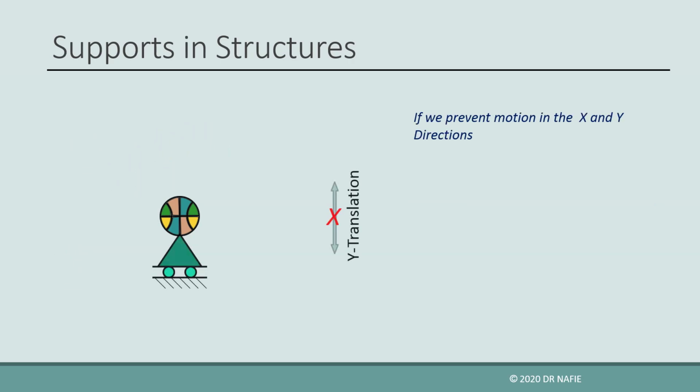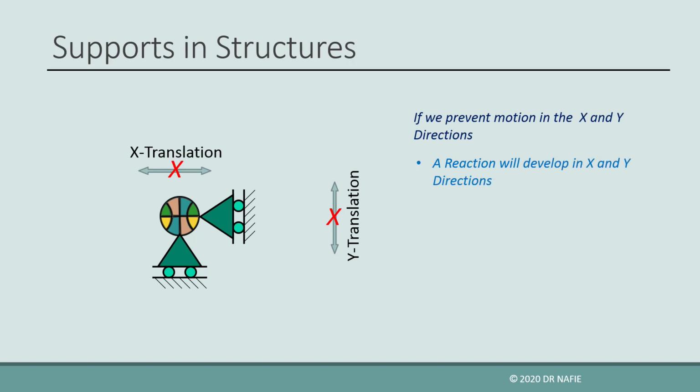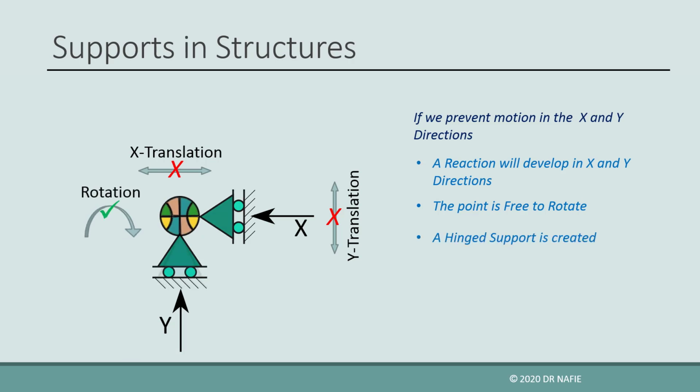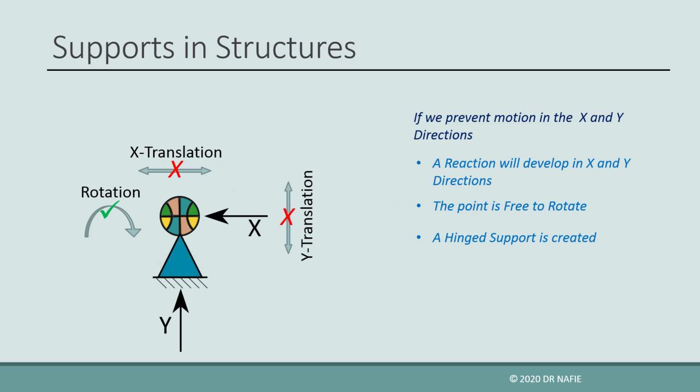If we prevented the motion in the x and y directions, but allowed the point to rotate, in this case, two reaction forces will develop at the point in the x and y directions. This condition causes a hinged support to be created at the point.